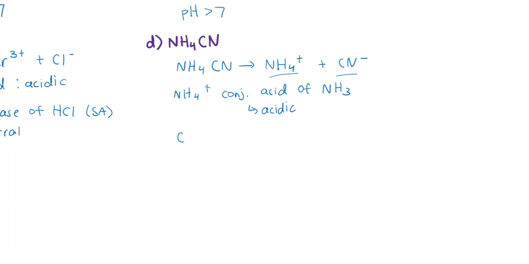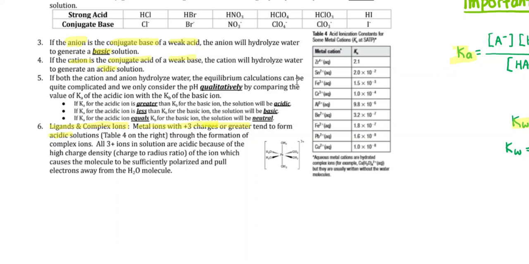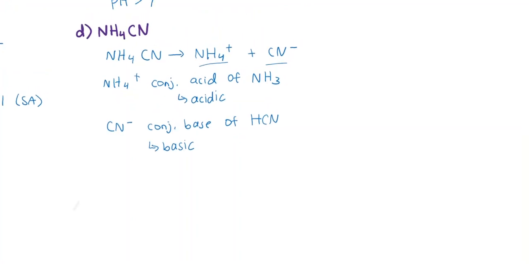And then CN minus is the conjugate base of HCN. So this should be rule number 3, so it'll produce a basic solution. Okay, so what do we do now?